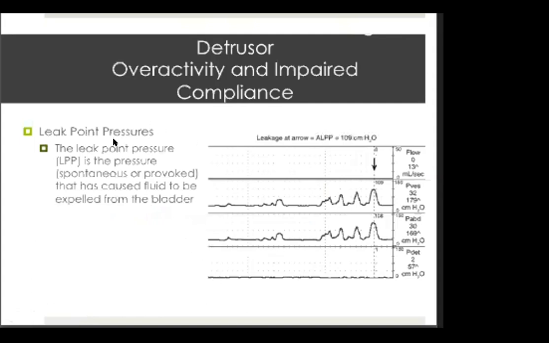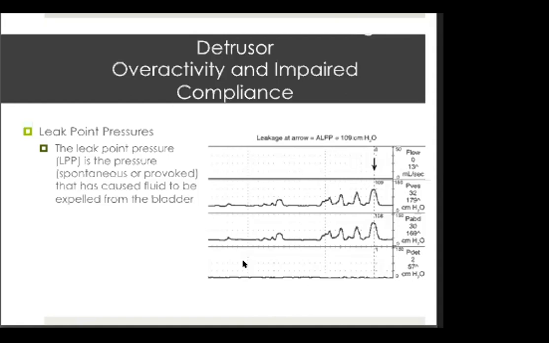So leak point pressure. The leak point pressure is the pressure, spontaneous or provoked, that has caused the fluid to be expelled from the bladder. So during increase in detrusor pressure, tapos magkaroon ng leakage ng urine, yun yung leak point pressure niya. For abdominal leak point pressure, after progressive Valsalva maneuvers, leakage is demonstrated on the last one at 109 centimeters water.